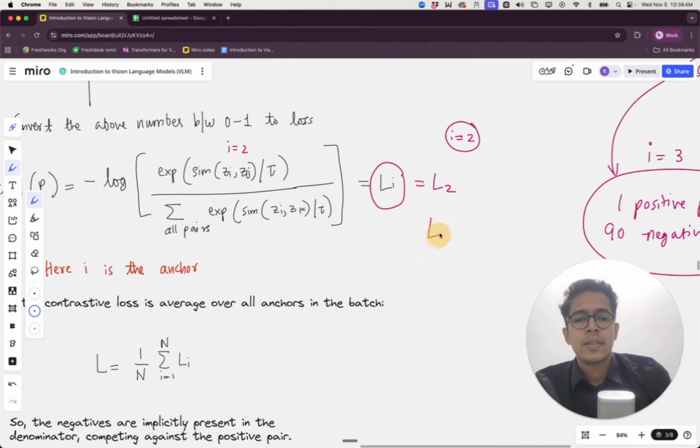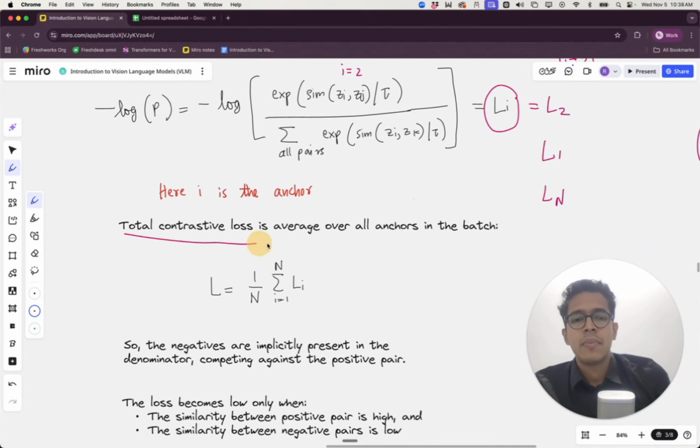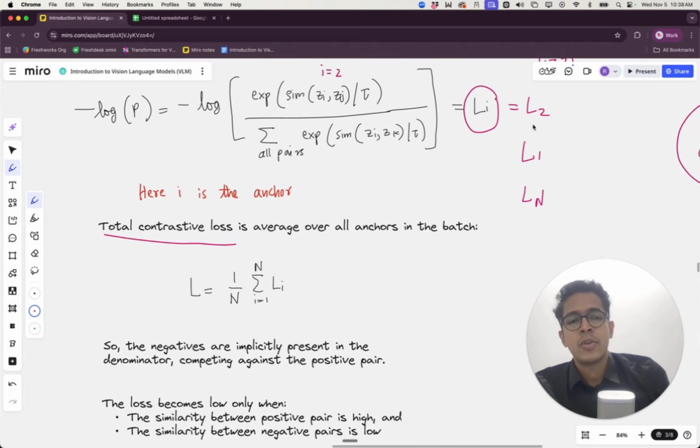Then you can construct L1, and like that, however many data points you have, you can construct L1, L2, etc. up to Ln. And then your total contrastive loss is simply the average of all of these. So L1 plus L2 plus L3 plus etc. up to Ln divided by n. So this is now the total contrastive loss.